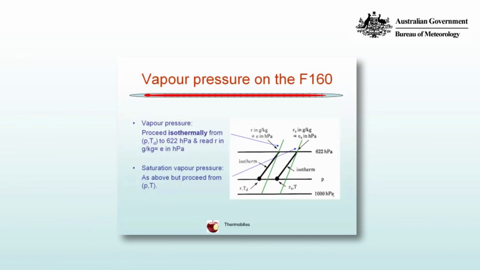And then lift the parcel of air isothermally from both those points until you cross the 622 isobar. At that point, R in grams per kilogram will give you the vapor pressure in hectopascals, and Rs in grams per kilogram will give you the saturation vapor pressure in hectopascals.